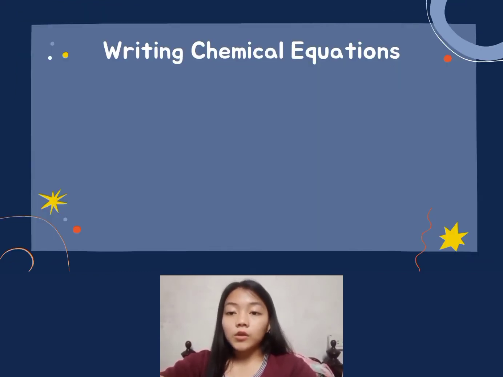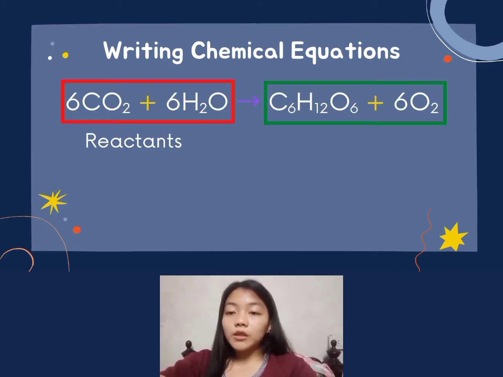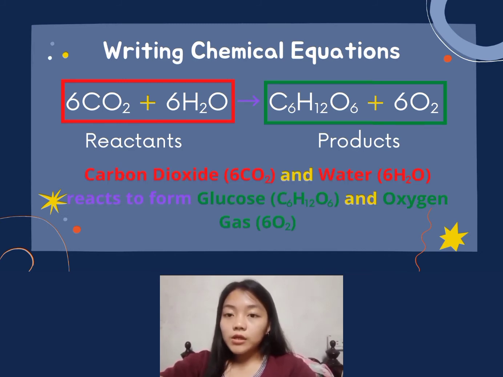So to write this into a chemical equation, it will always be reactant plus another reactant reacts to form product 1 plus product 2. That's carbon dioxide and water reacts to form glucose and oxygen.